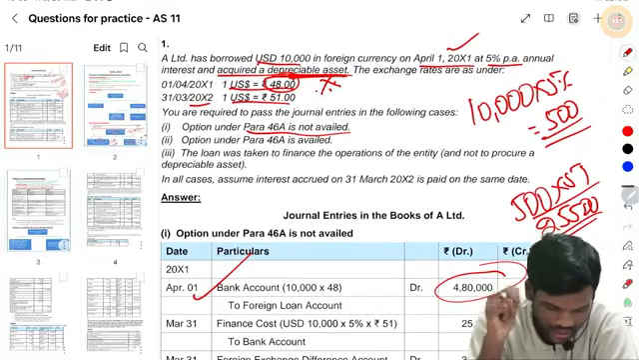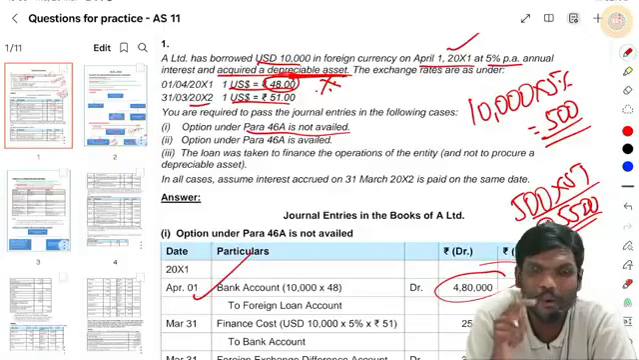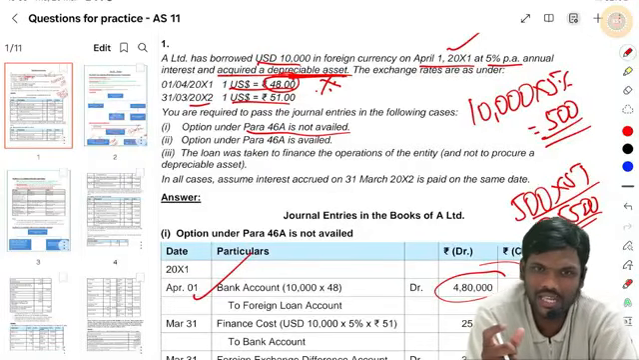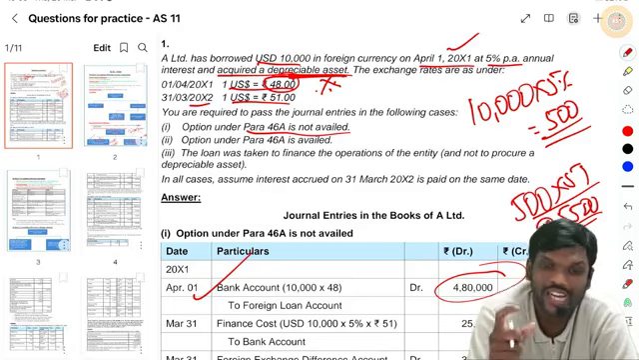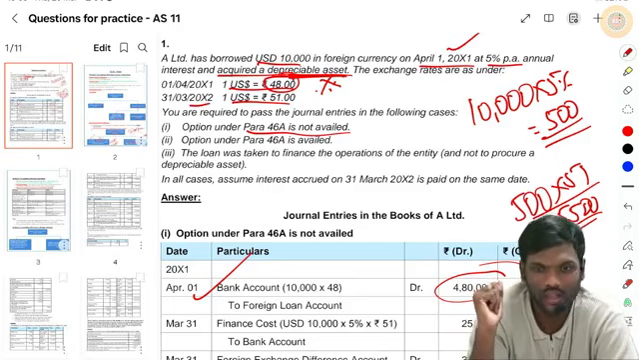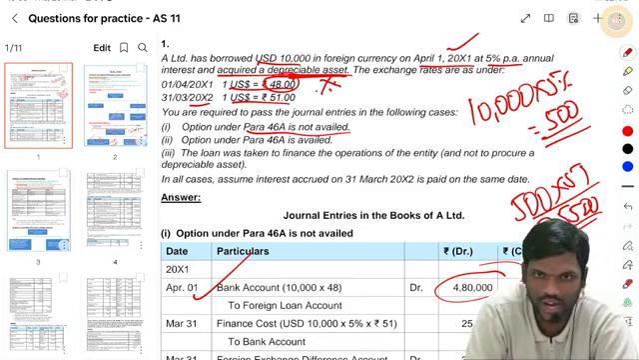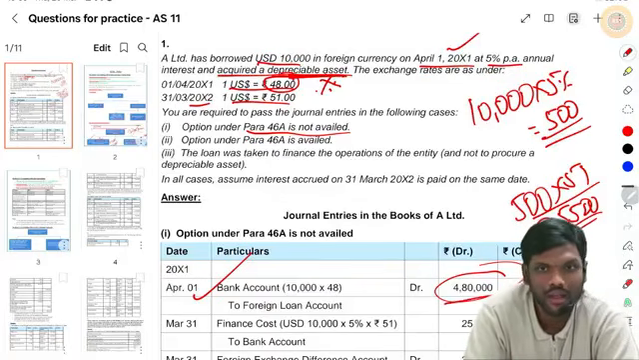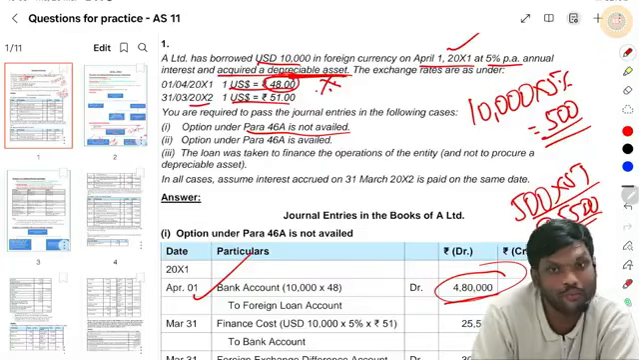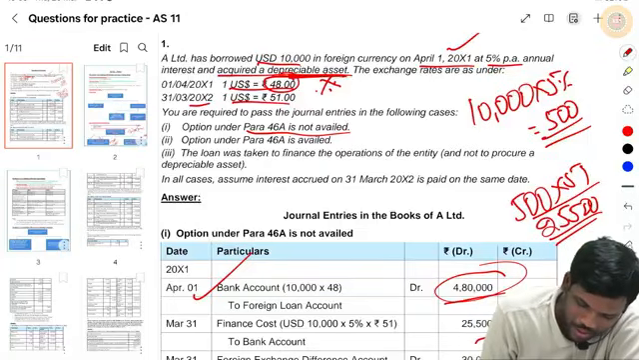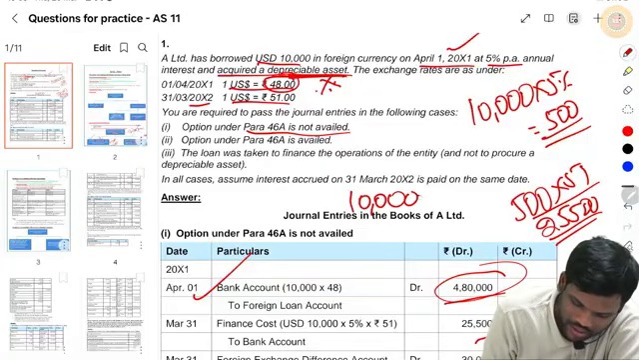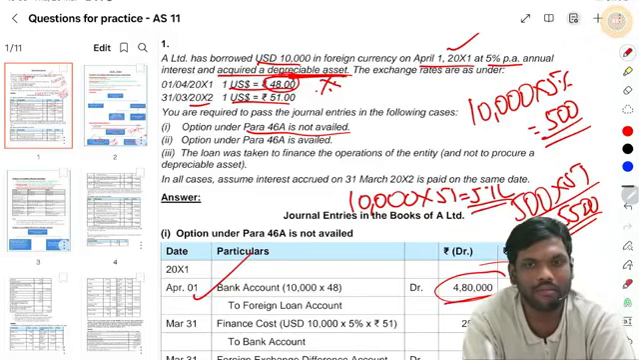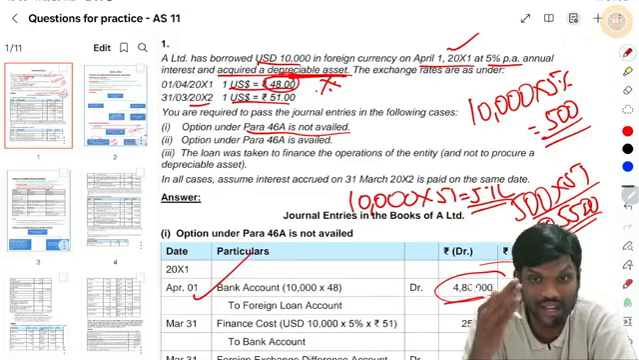If you see, this loan is a monetary item, because if the exchange rate changes, your cash outflow changes. Now when the exchange rate was 48, it is enough if you pay 10,000 into 48, 4,80,000. But today the exchange rate became 51. That means you have to pay 10,000 into 51, 5.1 lakhs. You have to pay 30,000 more.